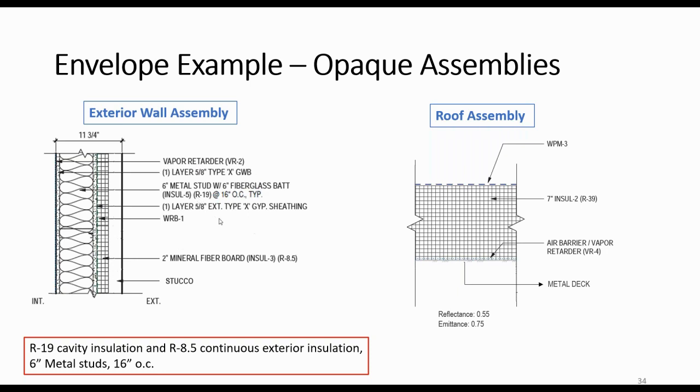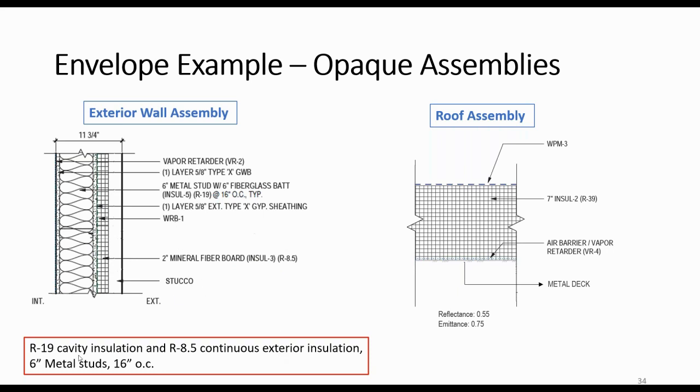And then we've got another layer of gypsum sheathing, and then we've got a weather-resistant barrier, and then we've got 2 inches of mineral fiberboard insulation, so that's our continuous insulation, and this tells us that it's rated at R8.5, and then we've got our outside stucco.